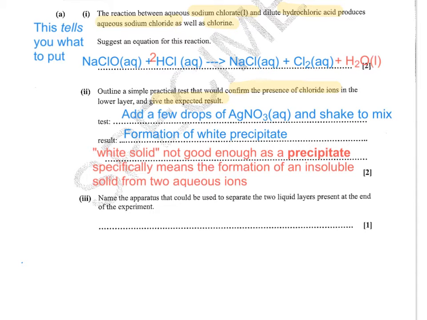Then it asks you to name the apparatus that could be used to separate the two liquid layers present. This is one that you would need to be able to do once we've done organic synthesis. So once organic synthesis has been done, then you'll know what I'm talking about here. If you're listening to this before we've done organic synthesis, then it may be a little bit hazy for you. But if you've done organic synthesis, you'll have come across a piece of equipment called a separating funnel, which is what the answer is here.